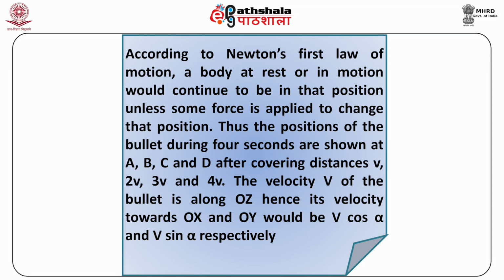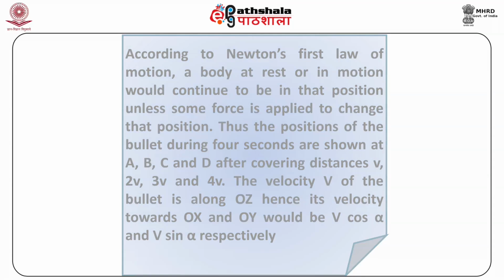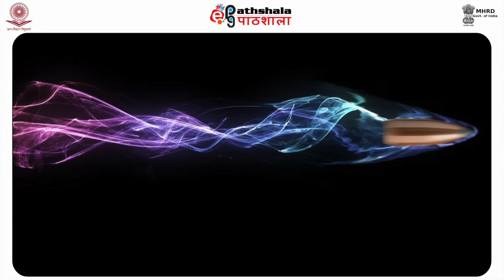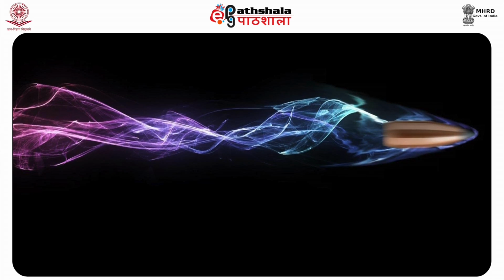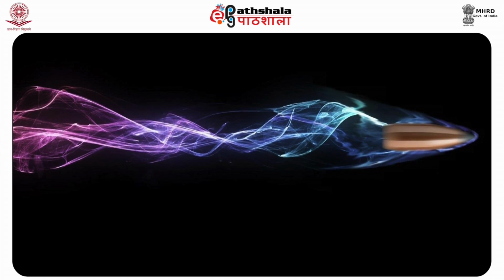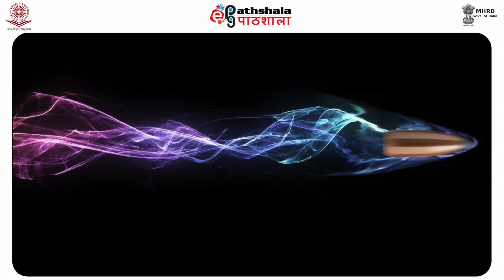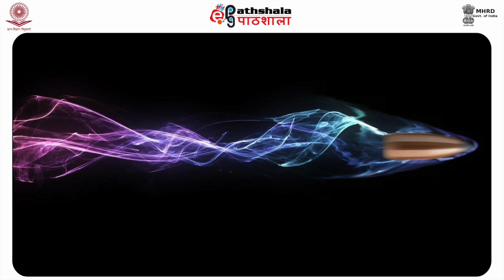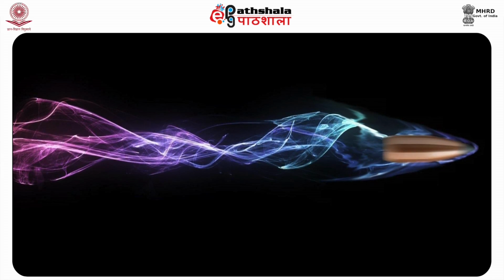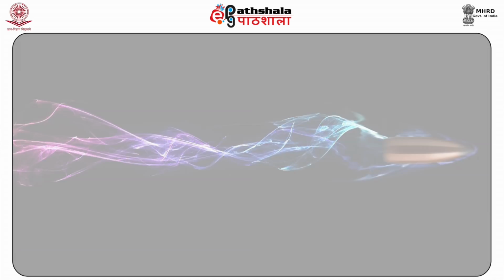The velocity v of the bullet is along OZ, hence its velocity towards OX and OY would be v cos alpha and v sin alpha respectively. In actual practice, both air resistance and gravitational pull play a very important role and can greatly influence the motion of projectiles, and to illustrate this point, some cases of firing in air are cited.